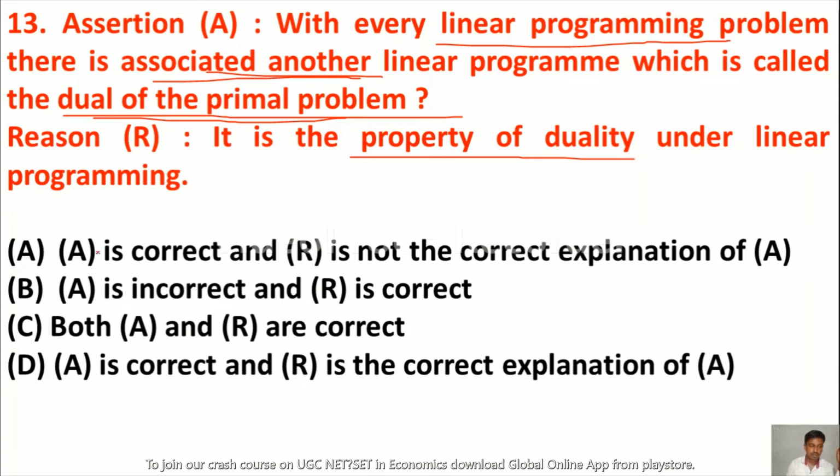Four options are given here. Option A, assertion is correct and reason is not the correct explanation of assertion. Option B, assertion is incorrect but the reason is correct. Option C, both assertion and reason are correct. Option D, assertion is correct and reason is the correct explanation of assertion. So here the right answer is option C, both assertion and reason are correct.